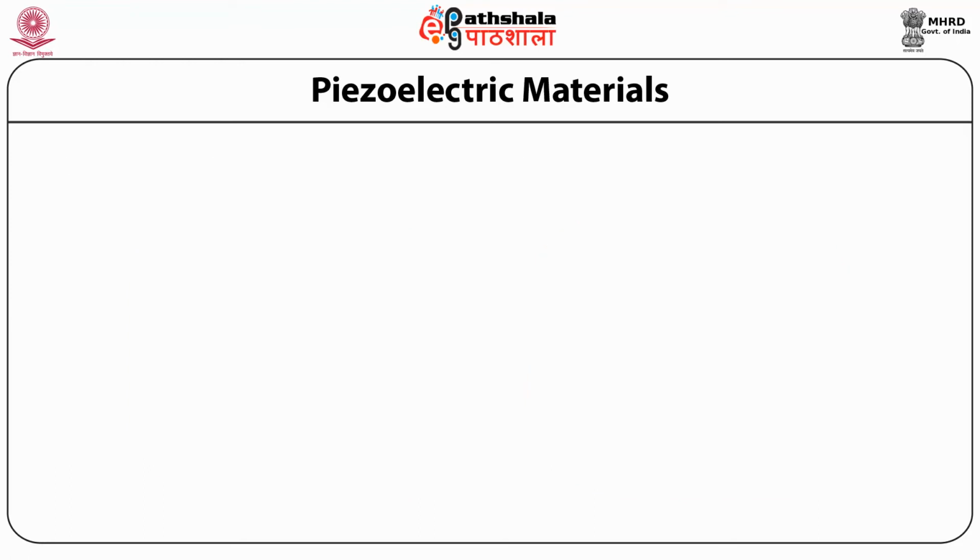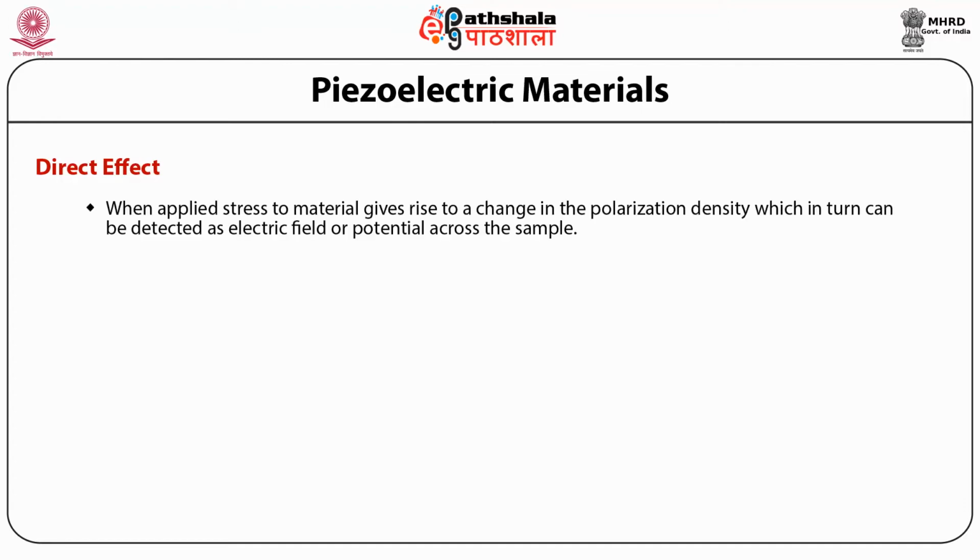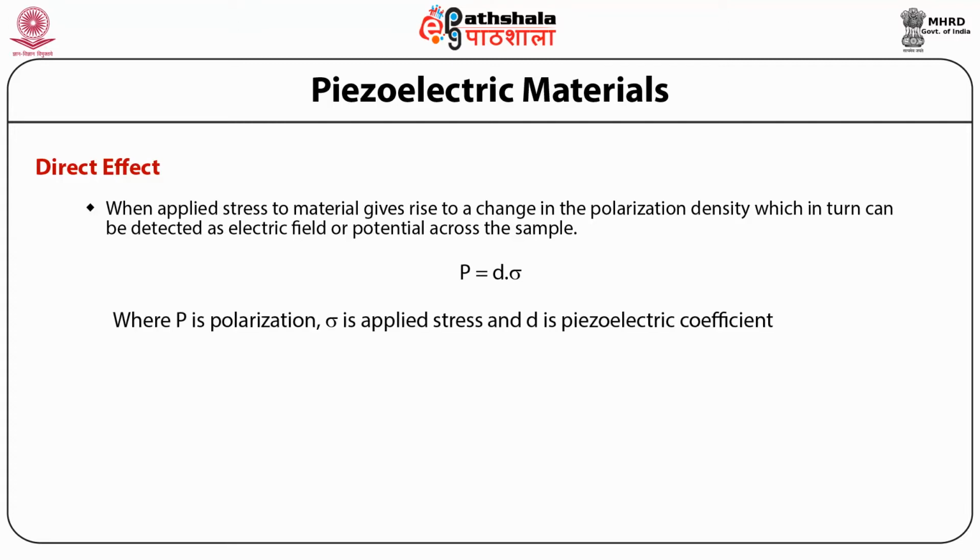In the direct piezoelectric effect, the effect occurs when applied stress to materials gives rise to a change in the polarization density, which in turn can be detected as an electric field or potential across the sample. Here, the polarization is directly proportional to the stress applied, which is described by the equation P = D σ, where P is the polarization, σ is the applied stress, and D is the piezoelectric coefficient.